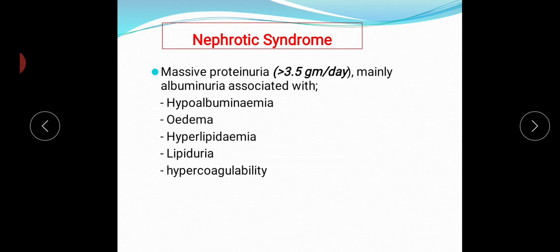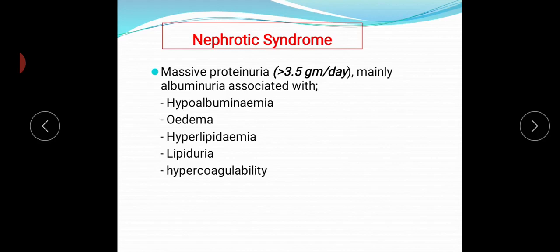The third important abnormality of the kidney is nephrotic syndrome. More commonly it is seen in children, younger children. In nephrotic syndrome, there will be massive proteinuria. That means there will be loss of plasma proteins in the urine. The proteinuria may be more than 3.5 grams per day, and mainly it will include albumin.